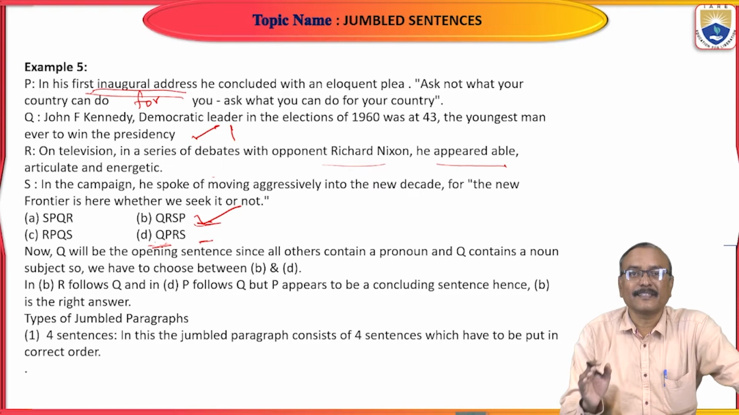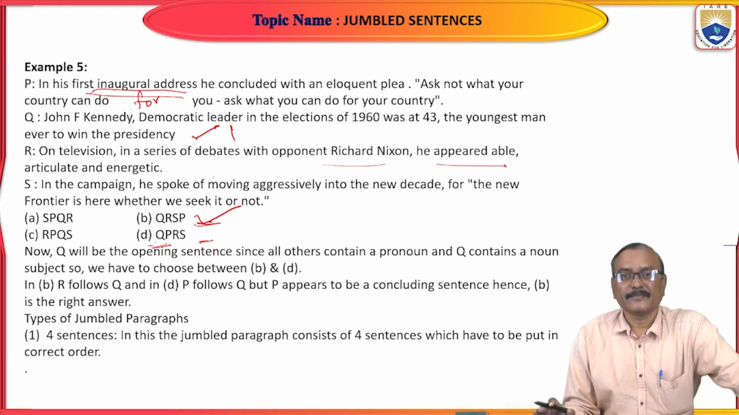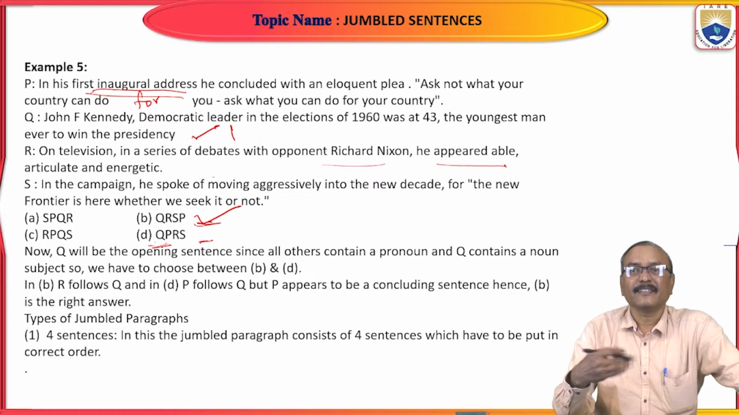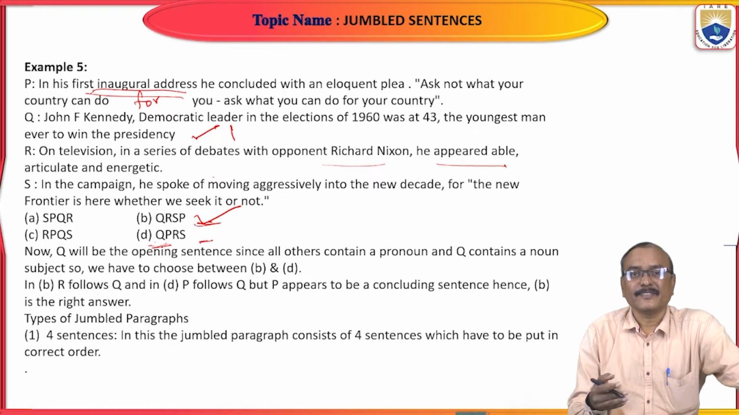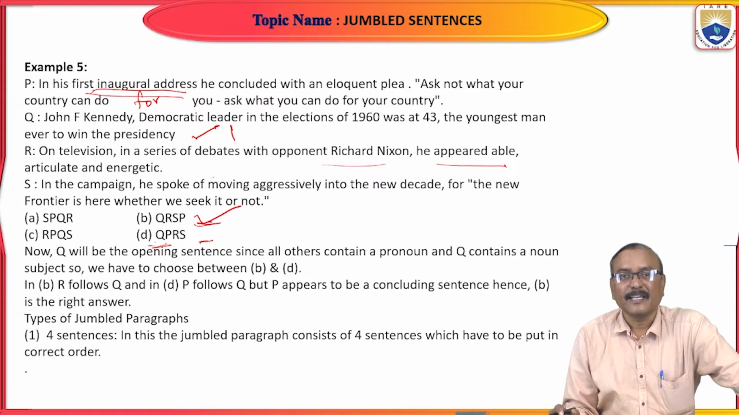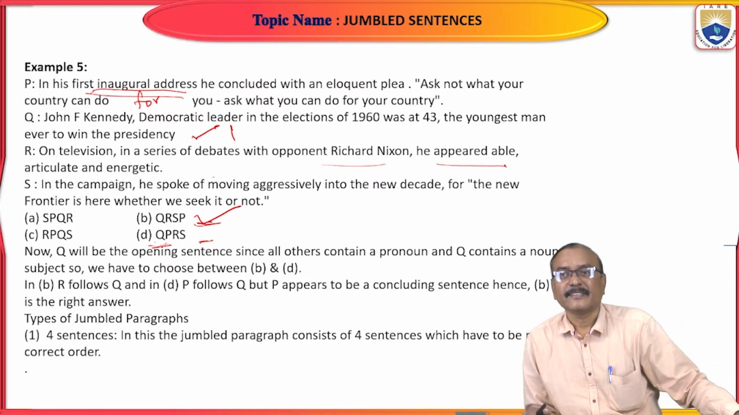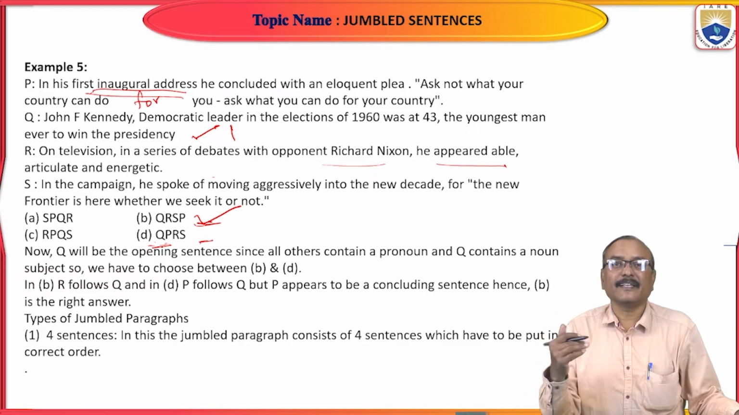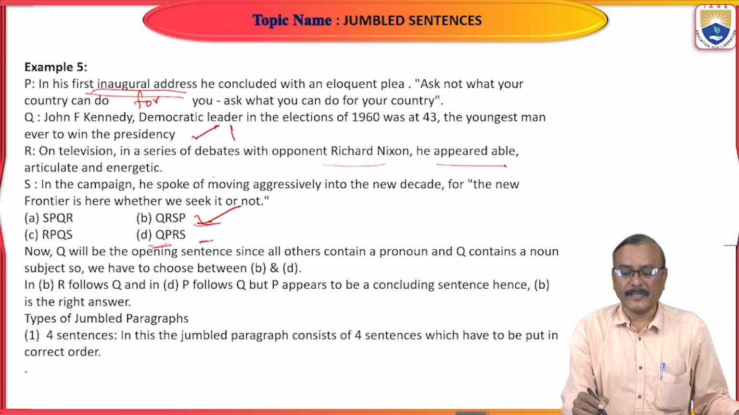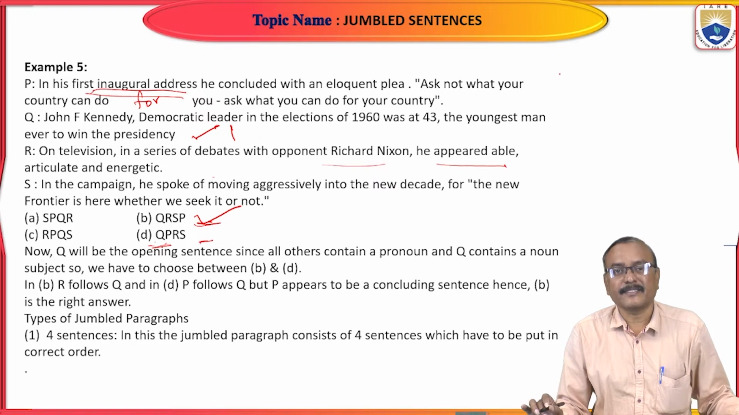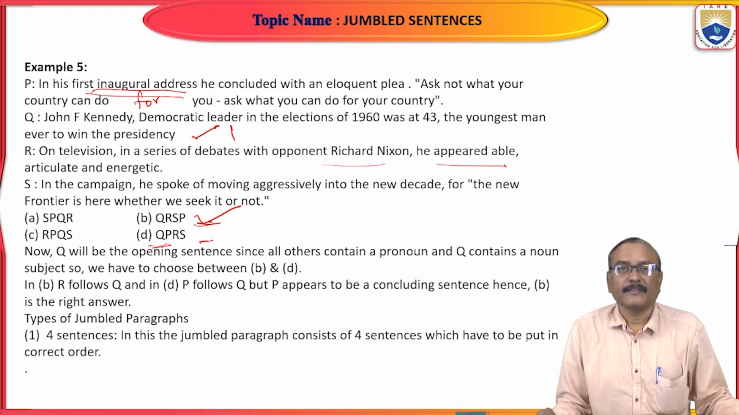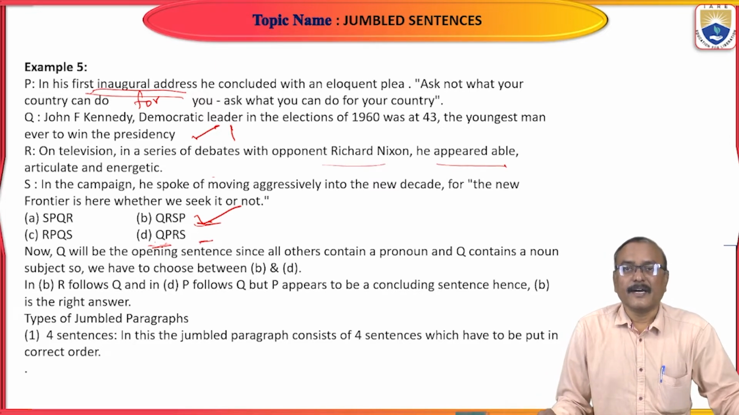First, the introduction of the person with the name and his specialty. Then what happened? He participated in the elections, participated in the debates, and participated in the campaign with some slogan. Then he got elected. Then he made an inaugural address. Is it clear? So answer is B.